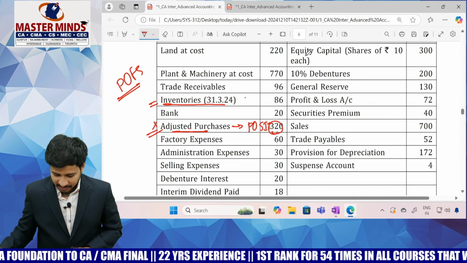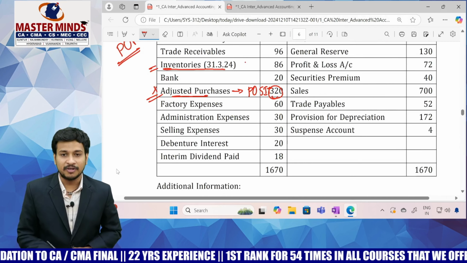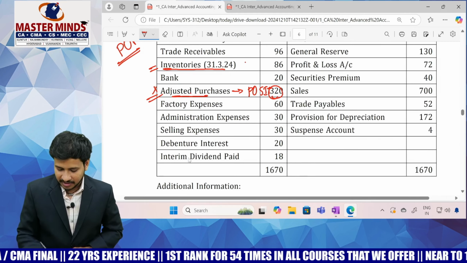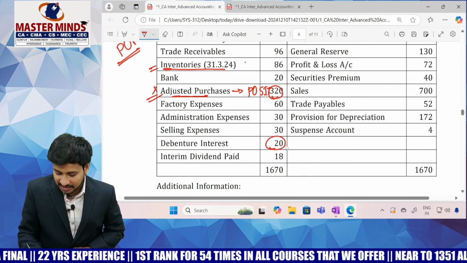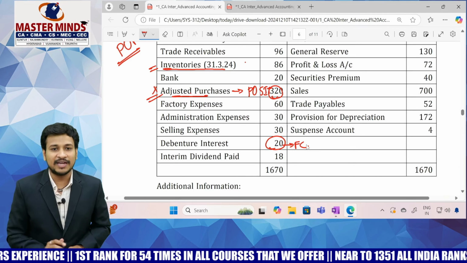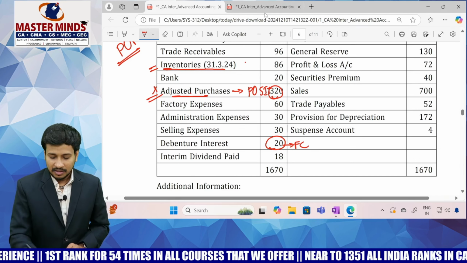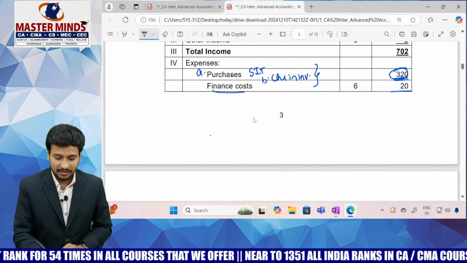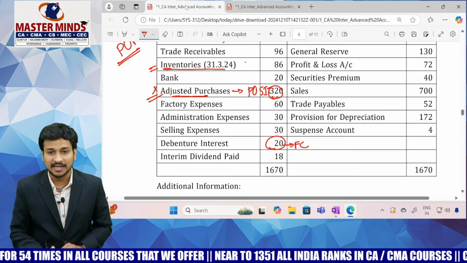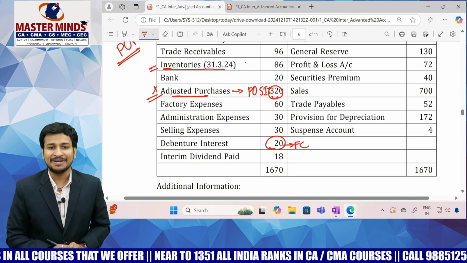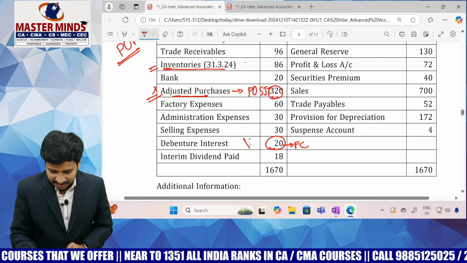Now special adjustment number 2. Many people will be presenting debenture interest as 20 under finance cost. How did you get that finance cost of 20? They will answer something like, since it was given in the question, we had considered it as 20. But remember, my dear children, this logic is wrong.